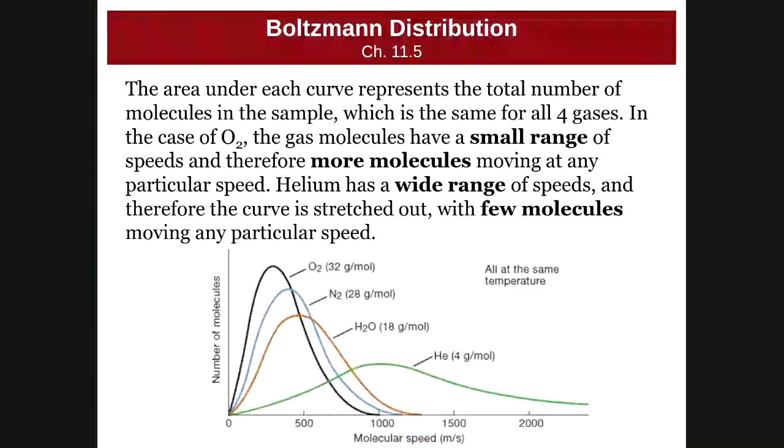In the case of oxygen, the gas molecules have a small range of speeds and more molecules move at any particular speed. So the number of molecules is higher at a particular speed because oxygen has a smaller range of speeds. Helium has a wide range of speeds and it has fewer molecules at any speed. So there are fewer molecules moving at the most probable speed for helium than oxygen, but that most probable speed is higher. So that's the next thing we're going to talk about, is why these curves look different when they're all at the same temperature and they have the same energy.